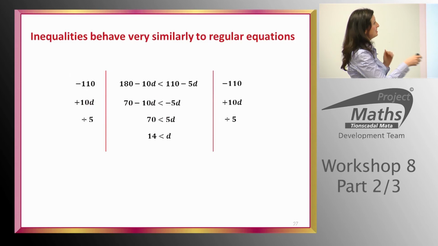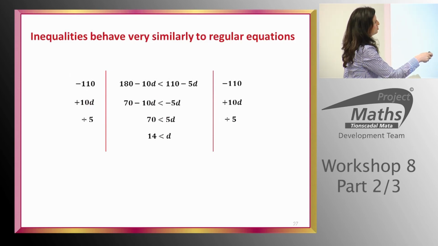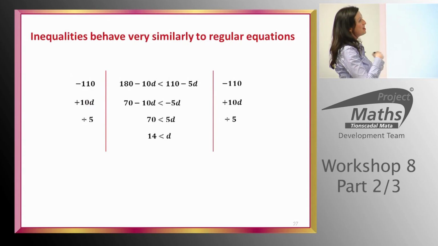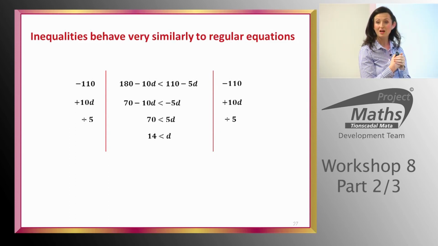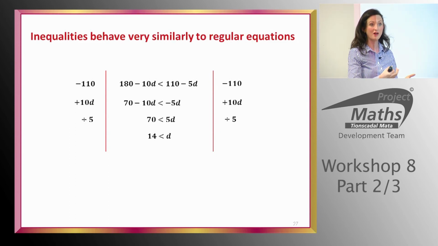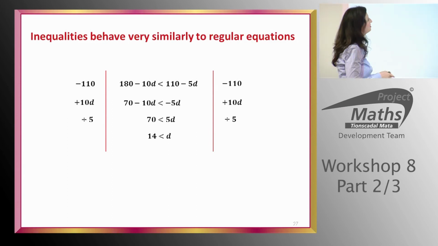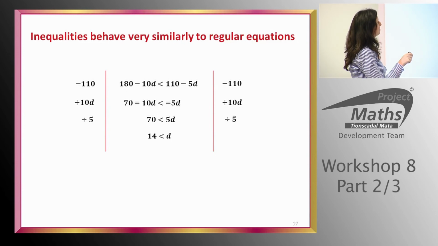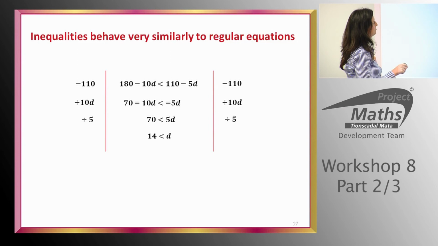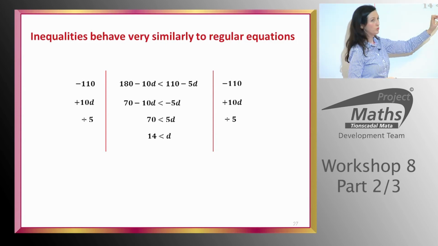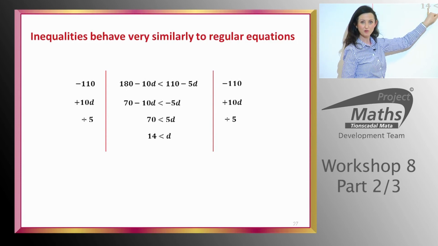So this is called an inequality. When does Owen have more than John? But it behaves very similarly to an equation. Okay, so this is where it's very useful that we've already done the equation method. So very similar to an equation, we're going to subtract 110 from both sides, add 10d to both sides, and divide by 5 on both sides. And what we end up with is that Owen will have more money than John when the days are more than 14.